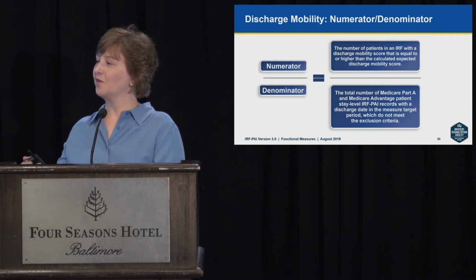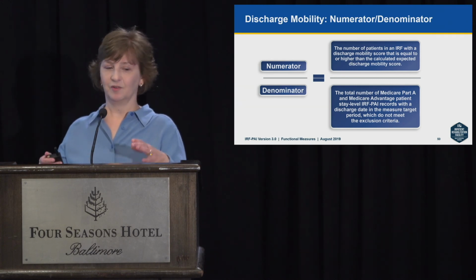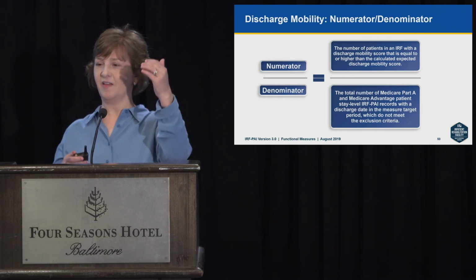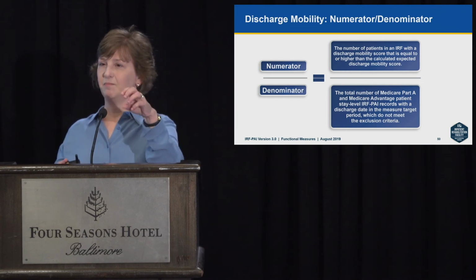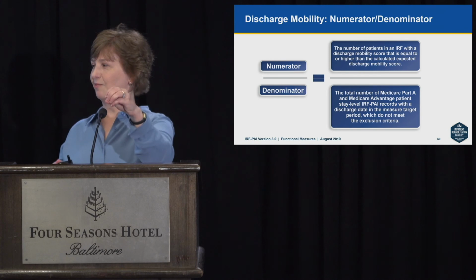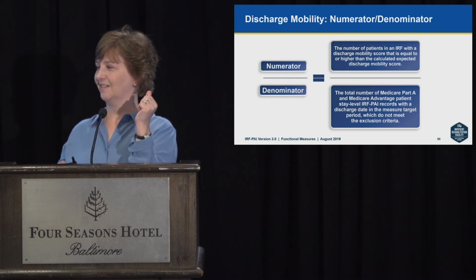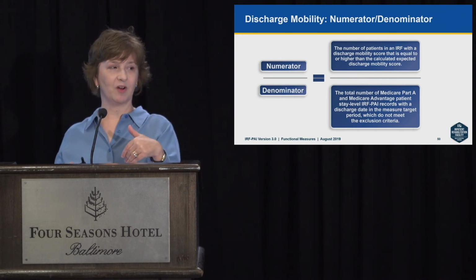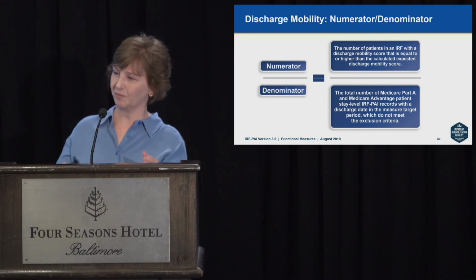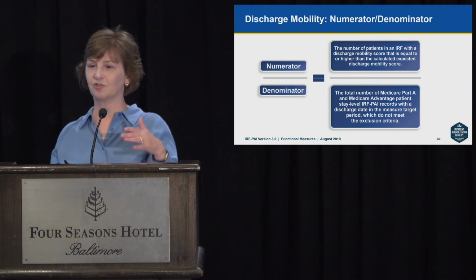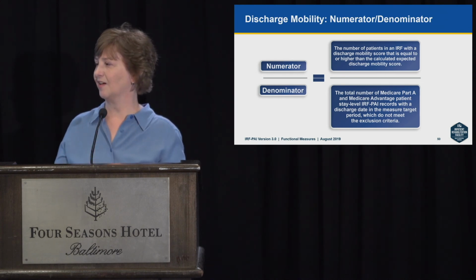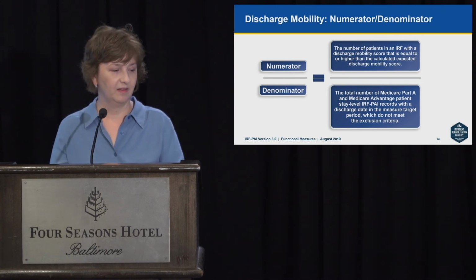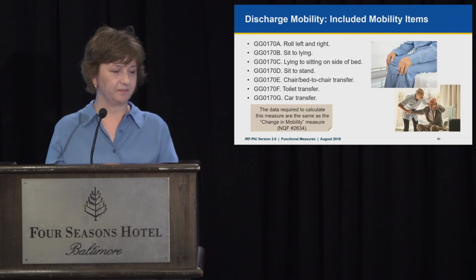Yeah, so everybody would be included in the denominator who meets the inclusion criteria, and then the numerator is the subset of people who meet or exceed the national benchmark. Does that make sense? So if the person didn't meet the national benchmark for somebody with a similar diagnosis, similar age group, similar comorbidities, et cetera, they would not be in the numerator in that case.